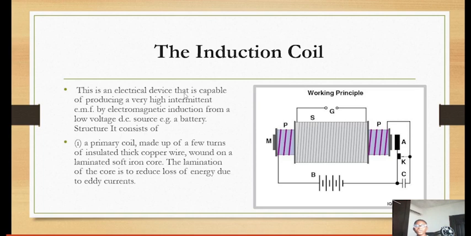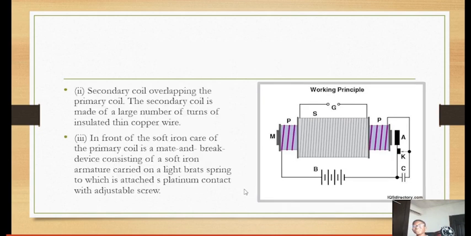The induction coil. This is an electrical device that is capable of producing very high intermittent EMF by electromagnetic induction. It consists of a primary coil made up of few turns of insulated thick copper wire wound on a laminated soft iron core. The lamination of the core is to reduce losses of energy due to what? Eddy current. Don't forget that the lamination of the core is to reduce loss of energy due to eddy current.